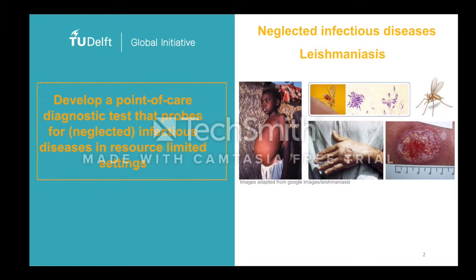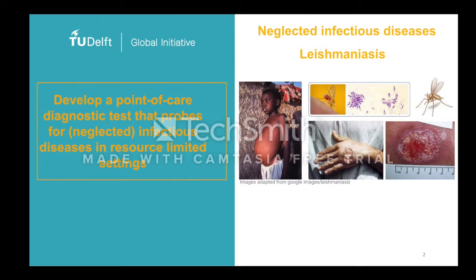As you can see, the image on the left is an example of visceral leishmania, and this is a fatal form of the disease. So this disease affects the visceral organs like your liver and your spleen, and if left untreated, this disease is fatal.